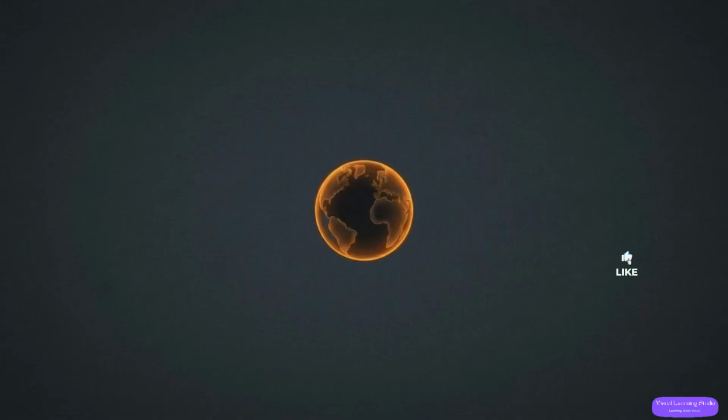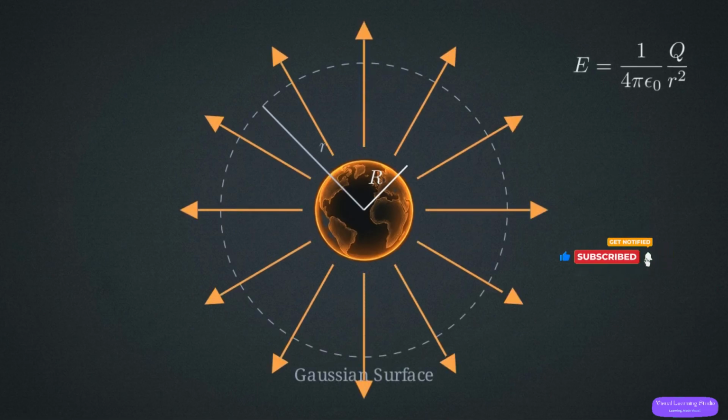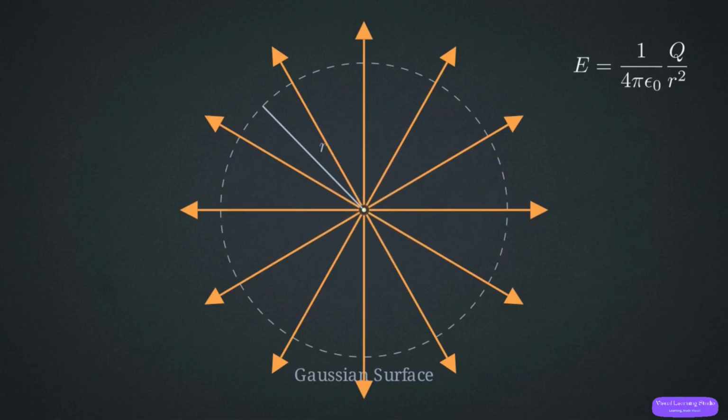Next, we look at a hollow, uniformly charged sphere. If we draw our imaginary boundary outside the shell, the math is identical to a single point charge. From a distance, the entire shell acts as if all its charge is concentrated right at the very center.